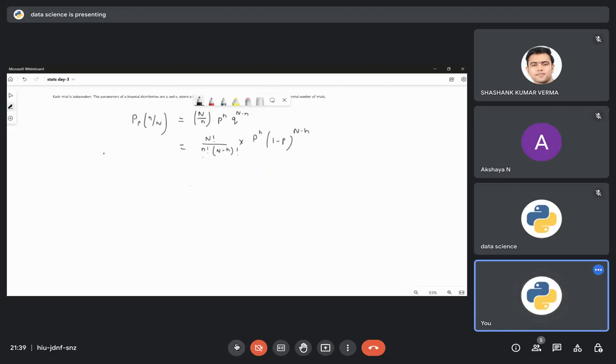This is the binomial distribution formula, where capital N choose small n is the binomial coefficient. I will tell you how to get the binomial coefficient. There is a table, the binomial coefficient.